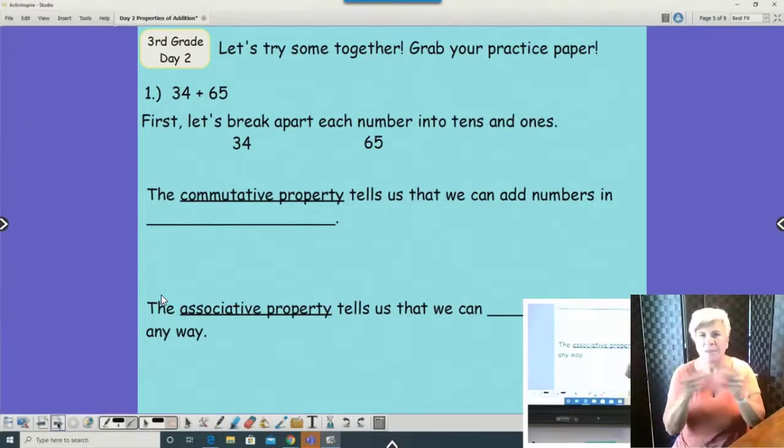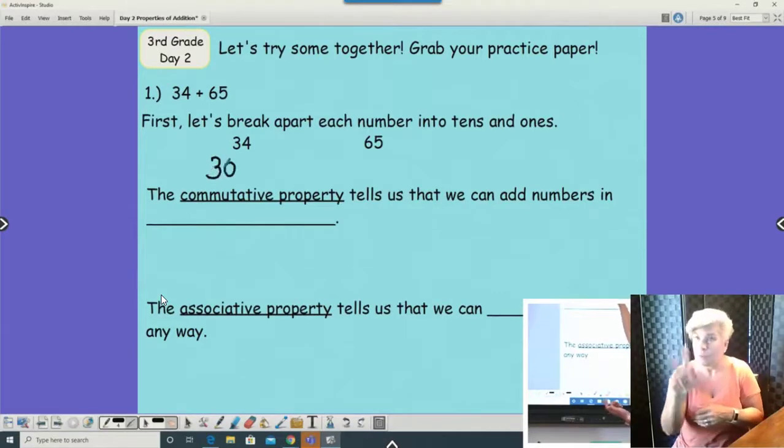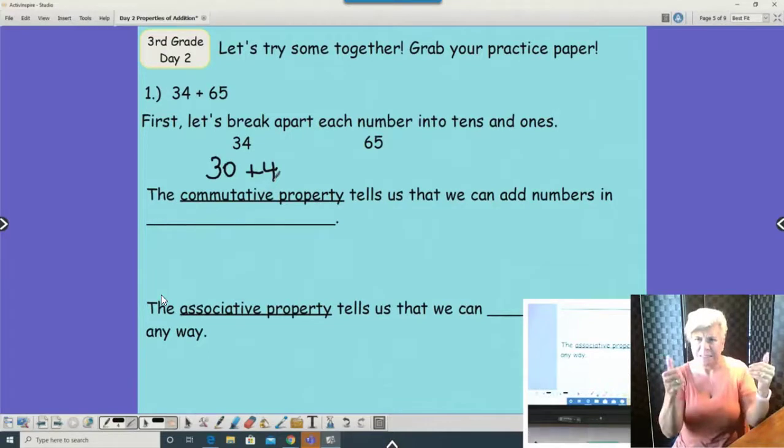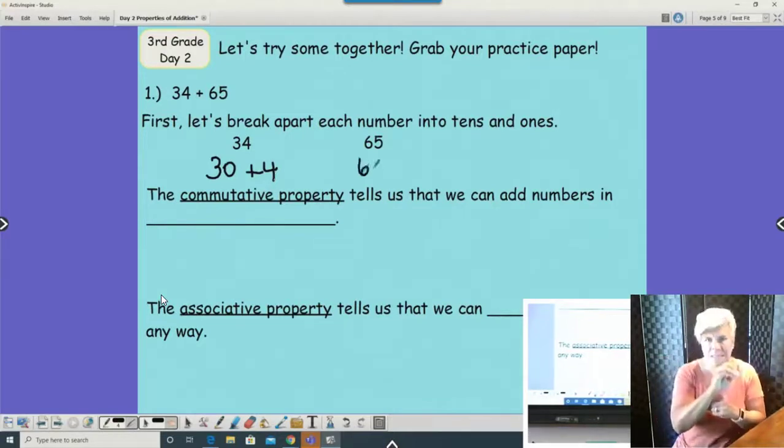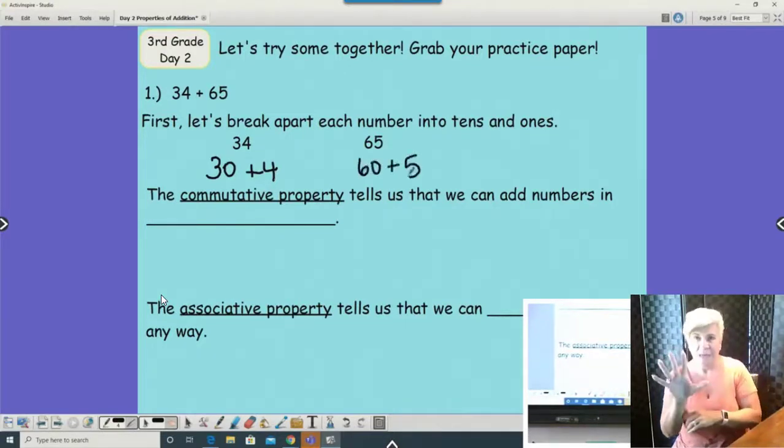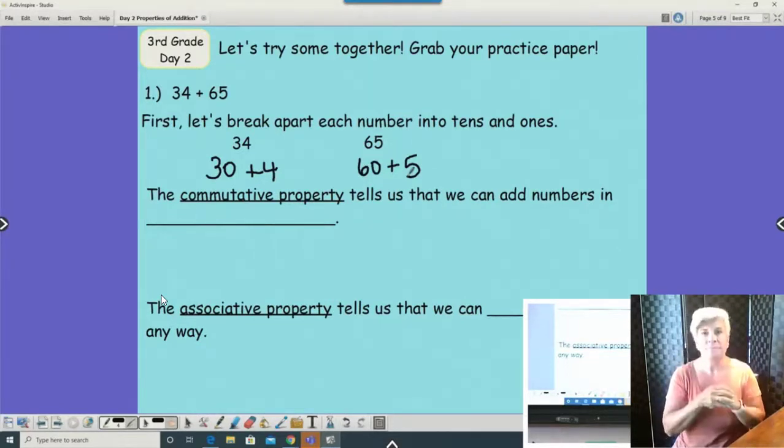So in the number 34, what does the number 3 actually represent? Are you thinking 30? Because if you are, that's great. 34 is 30 plus 4. Do you agree? Perfect. If that's true, then 65, let's break that apart by place value. I should get 60 plus 5. Do you agree? Perfect.